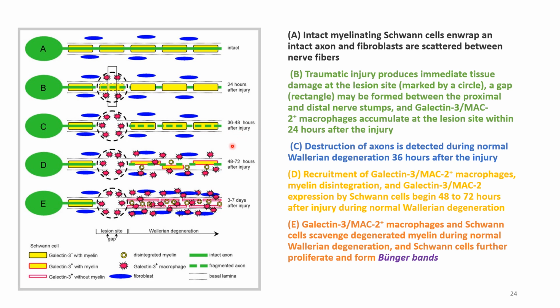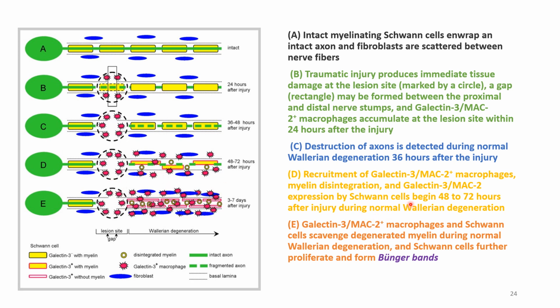Between 36 to 48 hours after injury, destruction of the axon is detected during normal Wallerian degeneration. At 36 hours after injury, the axon is lost. So macrophages are eating the debris, and it is becoming empty. The axonal cylinder is empty now. Next, there is recruitment of more and more galectin-3 MAC2 macrophages. Myelin disintegration occurs.